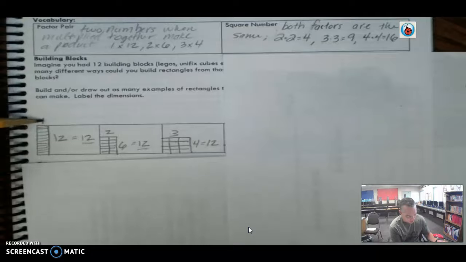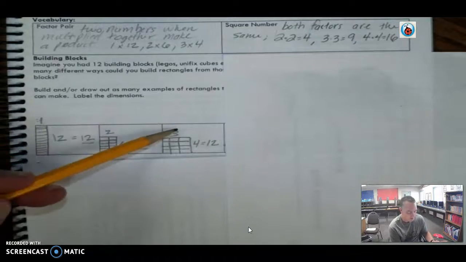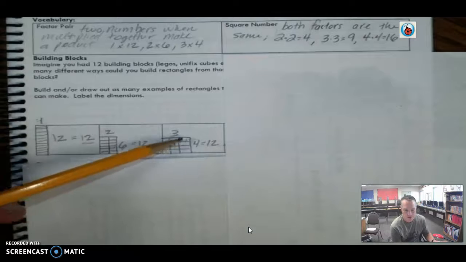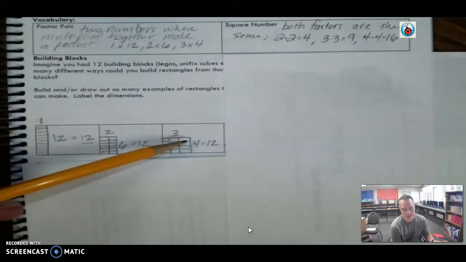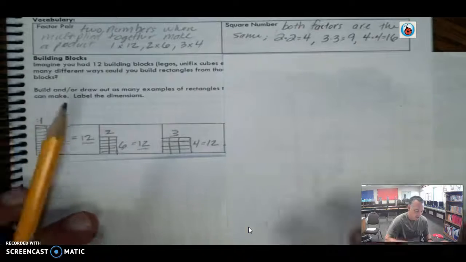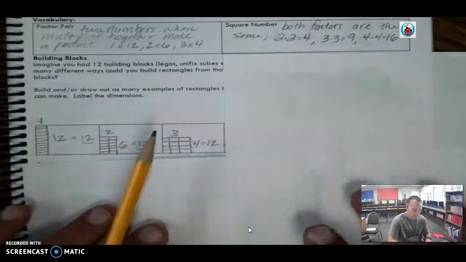And you can kind of see the difference. It goes in a very predictable order. 1 times 12, 2 times 6, 3 times 4. And we know that this is the last set of factor pairs because now they're going to reverse. So now you need to reverse them.